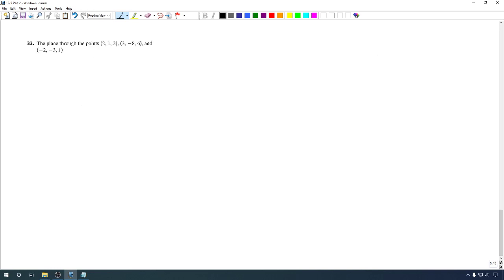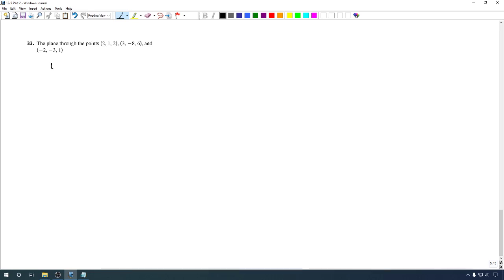Alright, one more plane. Problem 33, and this is basically the same as the last problem, except this time we're not using the origin, so there'll be a little bit more work involved. But the process is exactly the same. So remember, the first thing we need to do is find vectors that are in the plane, because all we have are 3 points on the plane.